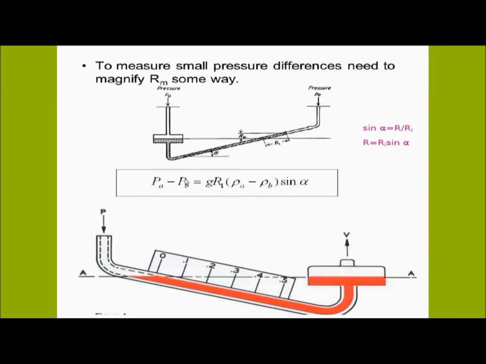The change of pressure, Pa minus Pb, is equal to g into R1. From here to here, this distance is R1. Again, Pa minus Pb involves sine alpha, this angle. So here you are going to get the small pressure differences between two points.